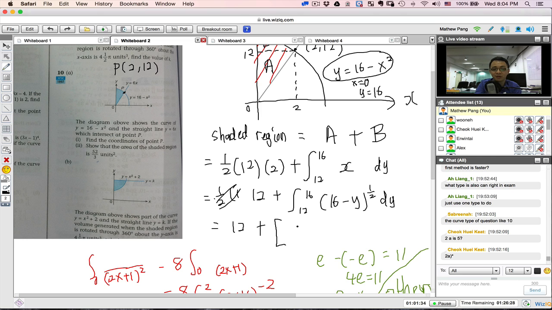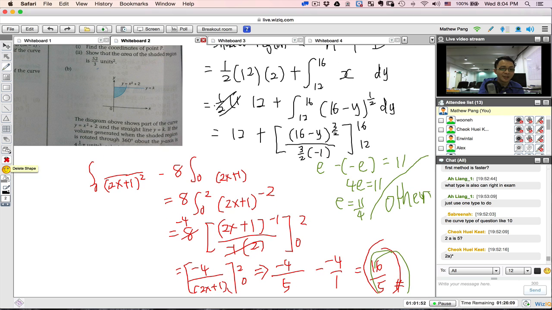Okay, I start to do the integration. 16 minus y, this one I copy. Power plus 1 is 3 over 2, so I have to divide by 3 over 2. And then I differentiate the inside one more time, which will give me negative 1. So this one just copy, 16 and 12.